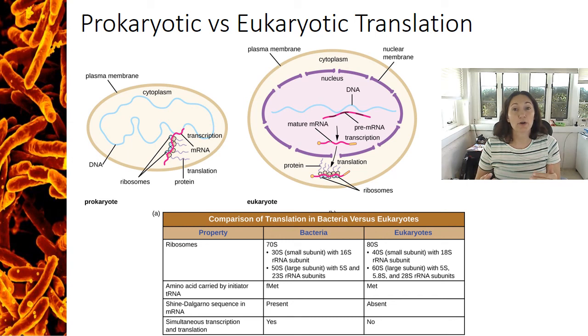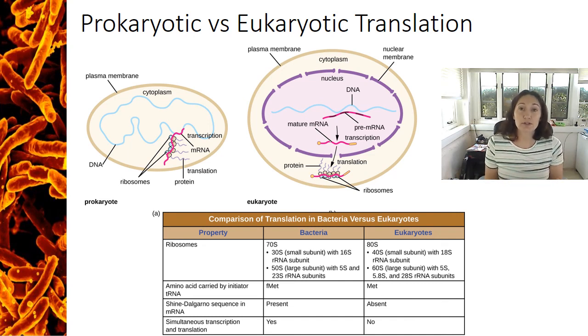So after messenger RNA has been transcribed, it actually has to get processed. It gets a 5' cap and a poly A tail, and those structures say this is messenger RNA, and it should leave the nucleus to go to the cytoplasm, where then it will be bound by ribosomes to be translated.